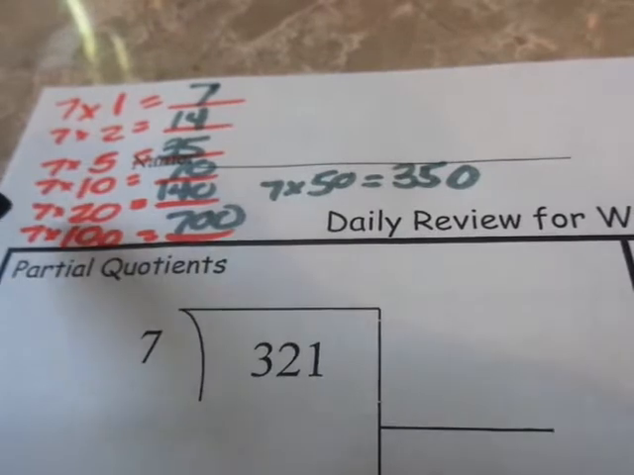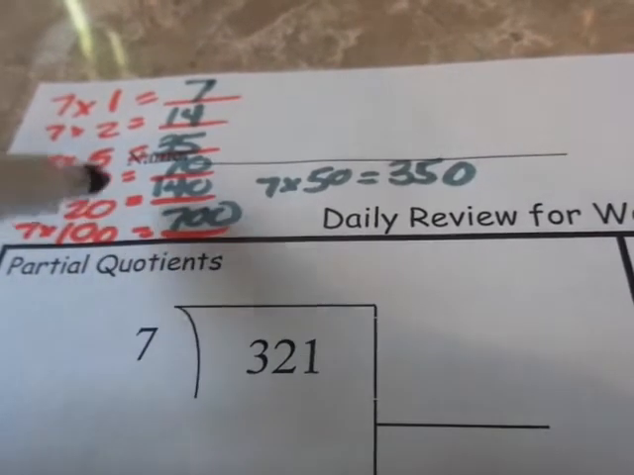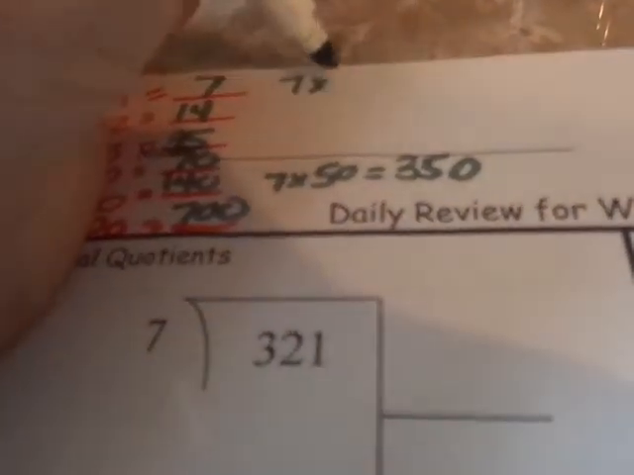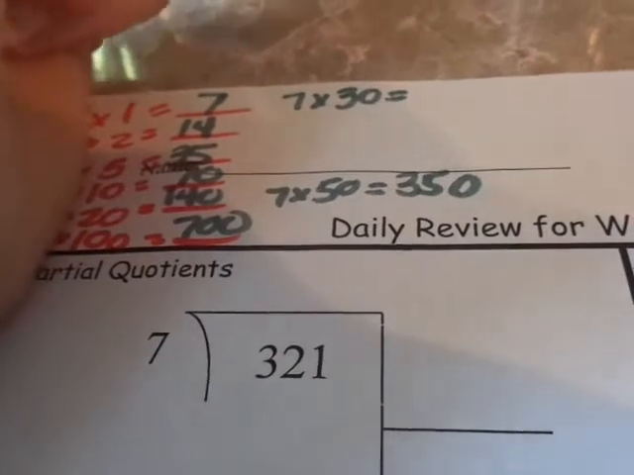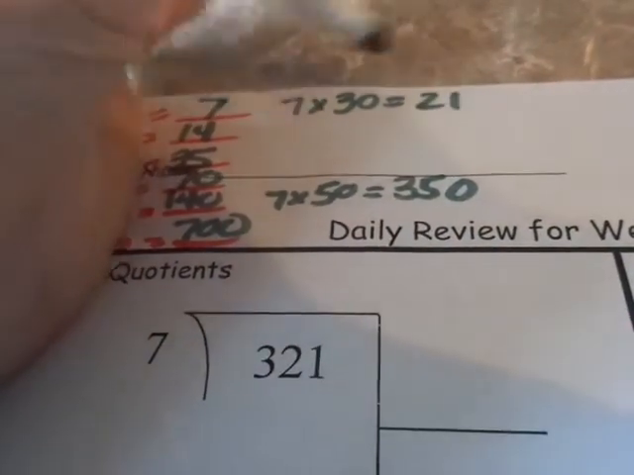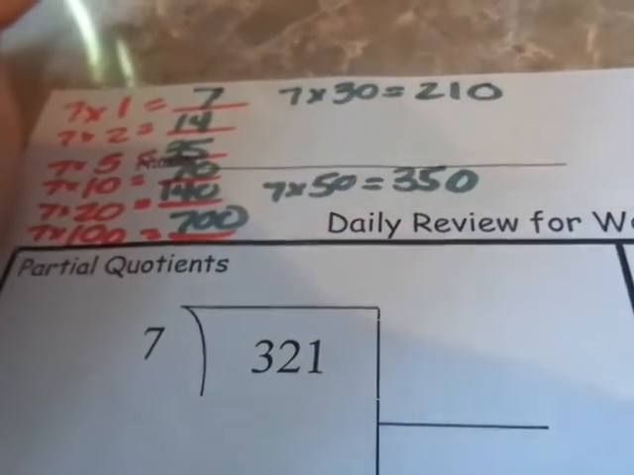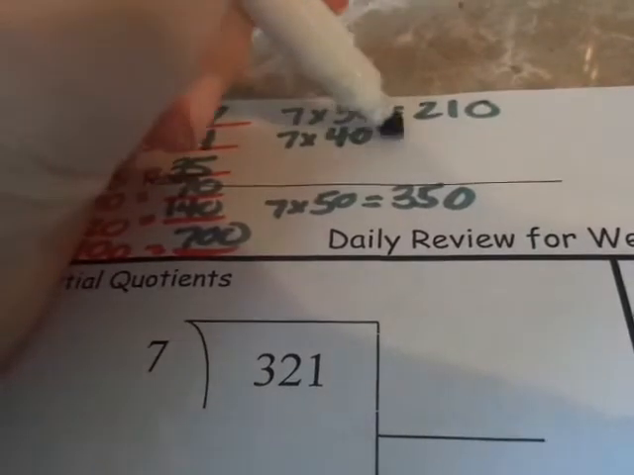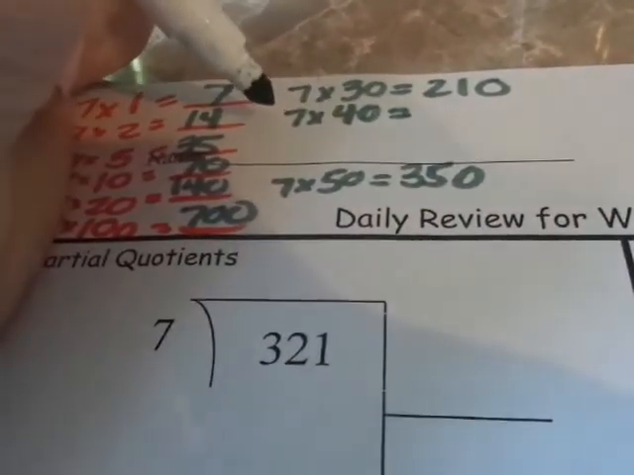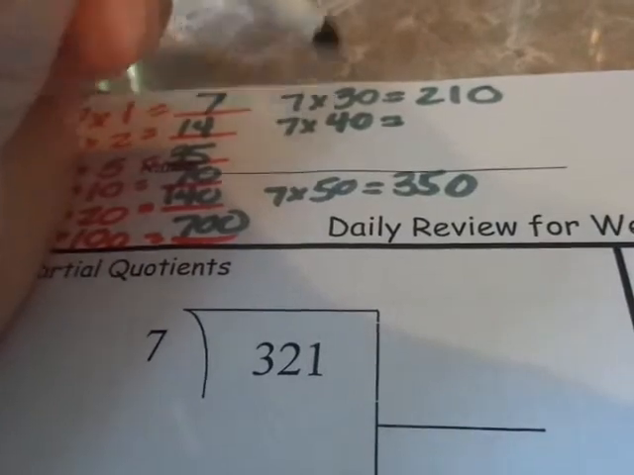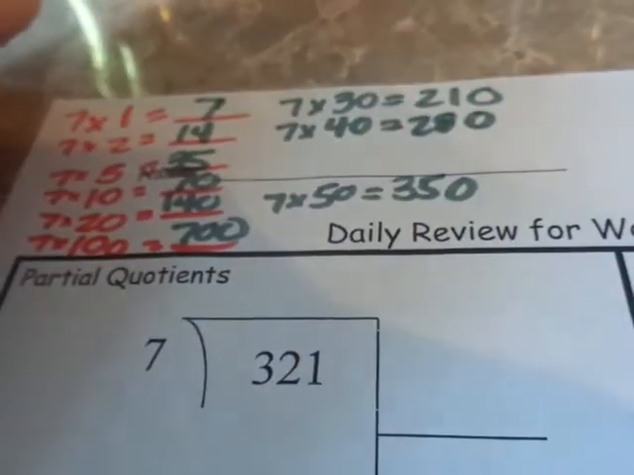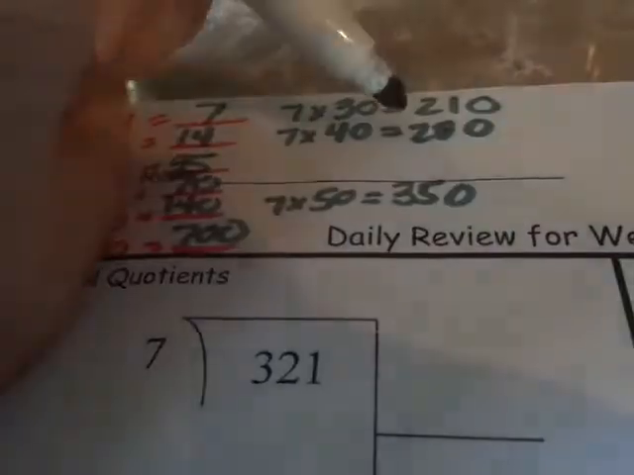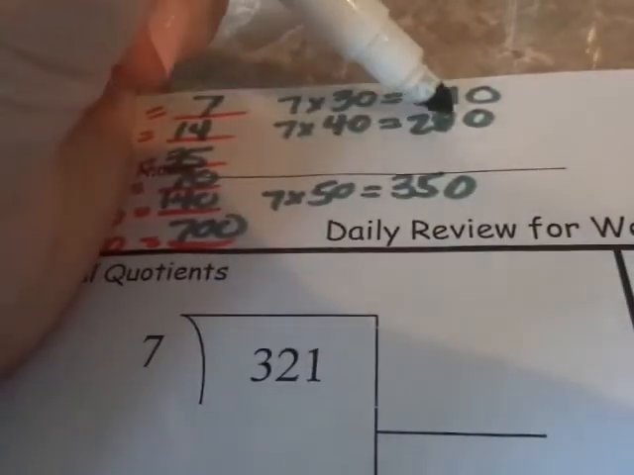Well, I see that 7 times 20 is 140. And then we have a big jump to 750, so I'm going to try some numbers in between there. I'm going to try 7 times 30. 7 times 3 is 21 with a 0 behind it, 210. Okay, that could work. Let me see if I can get any bigger. 7 times 40. So cover up my 0. 7 times 4 is 28 with a 0 behind it. And I can use that as well because 321 is greater than 280.